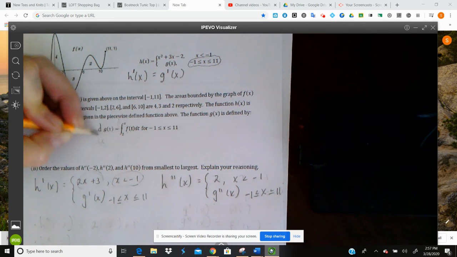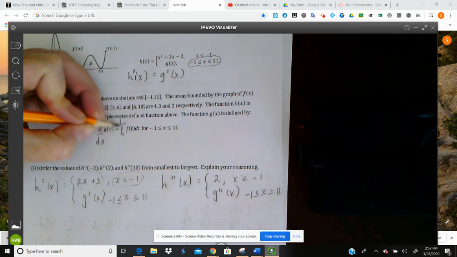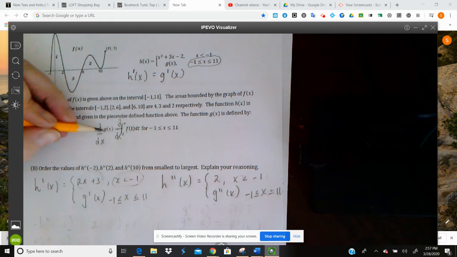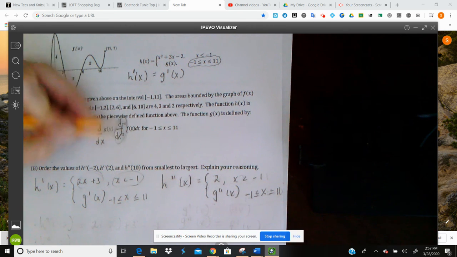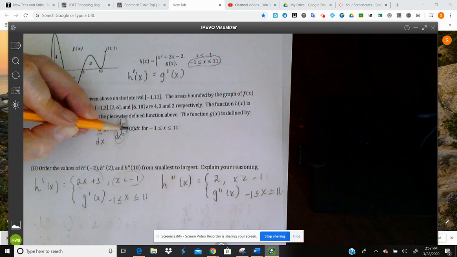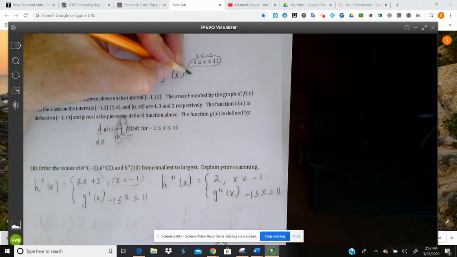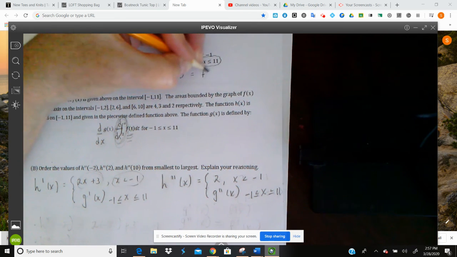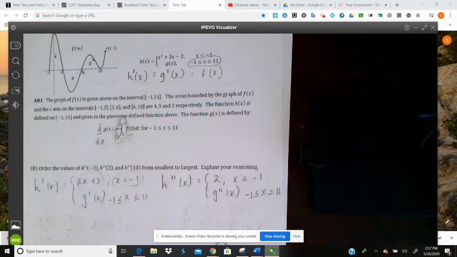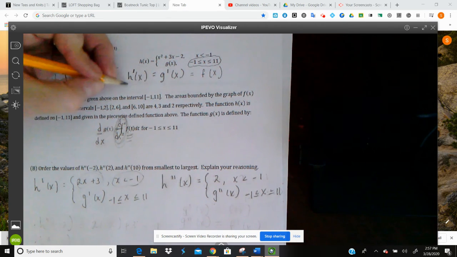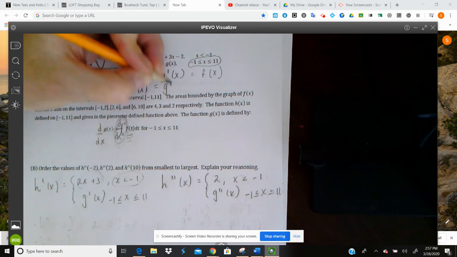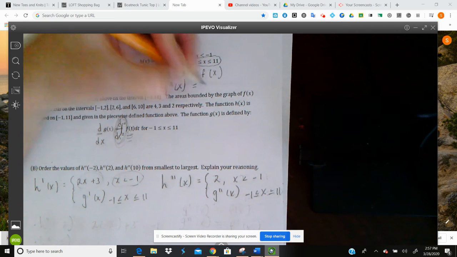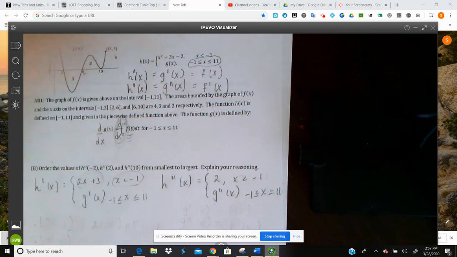And g prime of x, if you think about taking the derivative over here, it essentially cancels, I hate putting it like this, and you're left with just the f of x function, which means that h prime of x is equal to g prime of x, which is equal to f of x. So if we go ahead and take the second derivative now, h double prime of x is g double prime of x, which is going to equal f prime of x. And that will be really helpful in figuring this problem out.